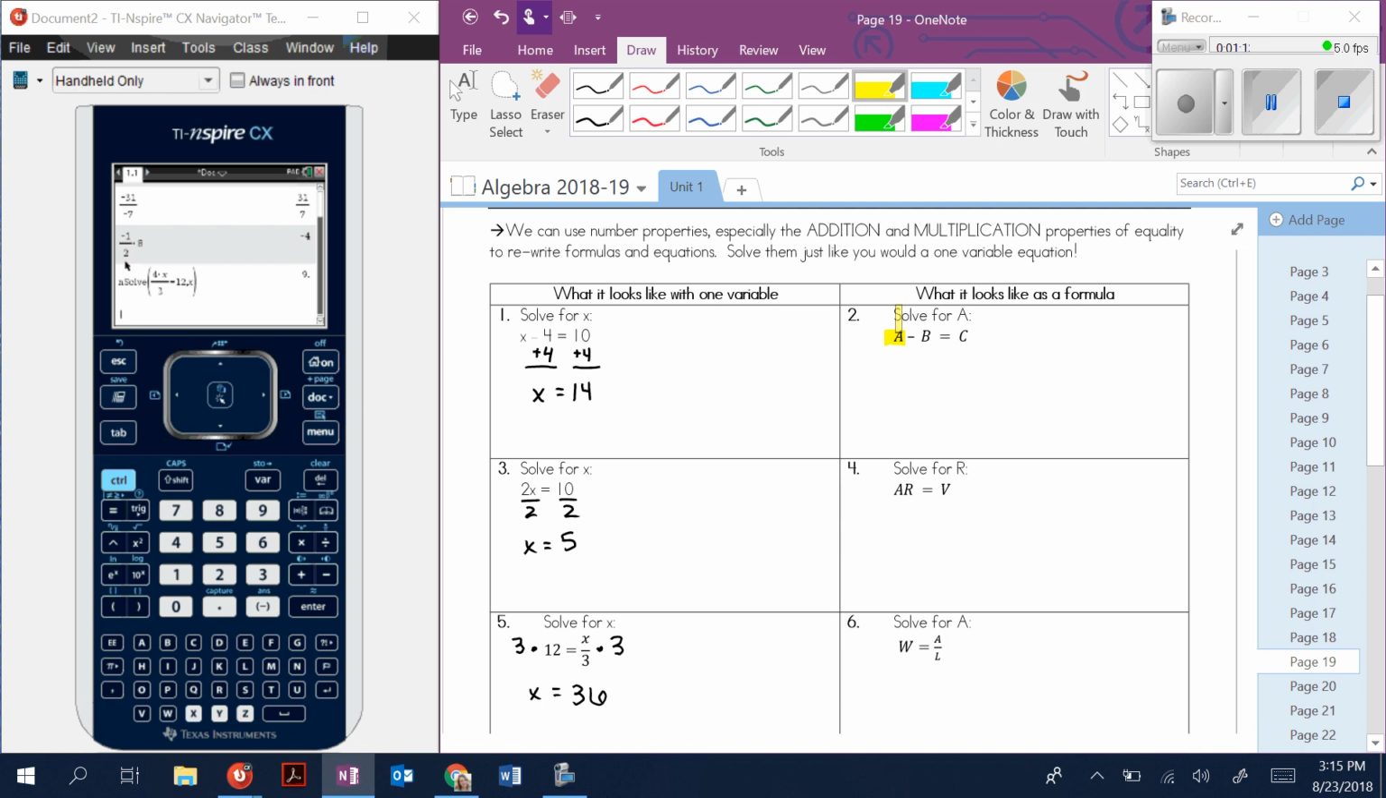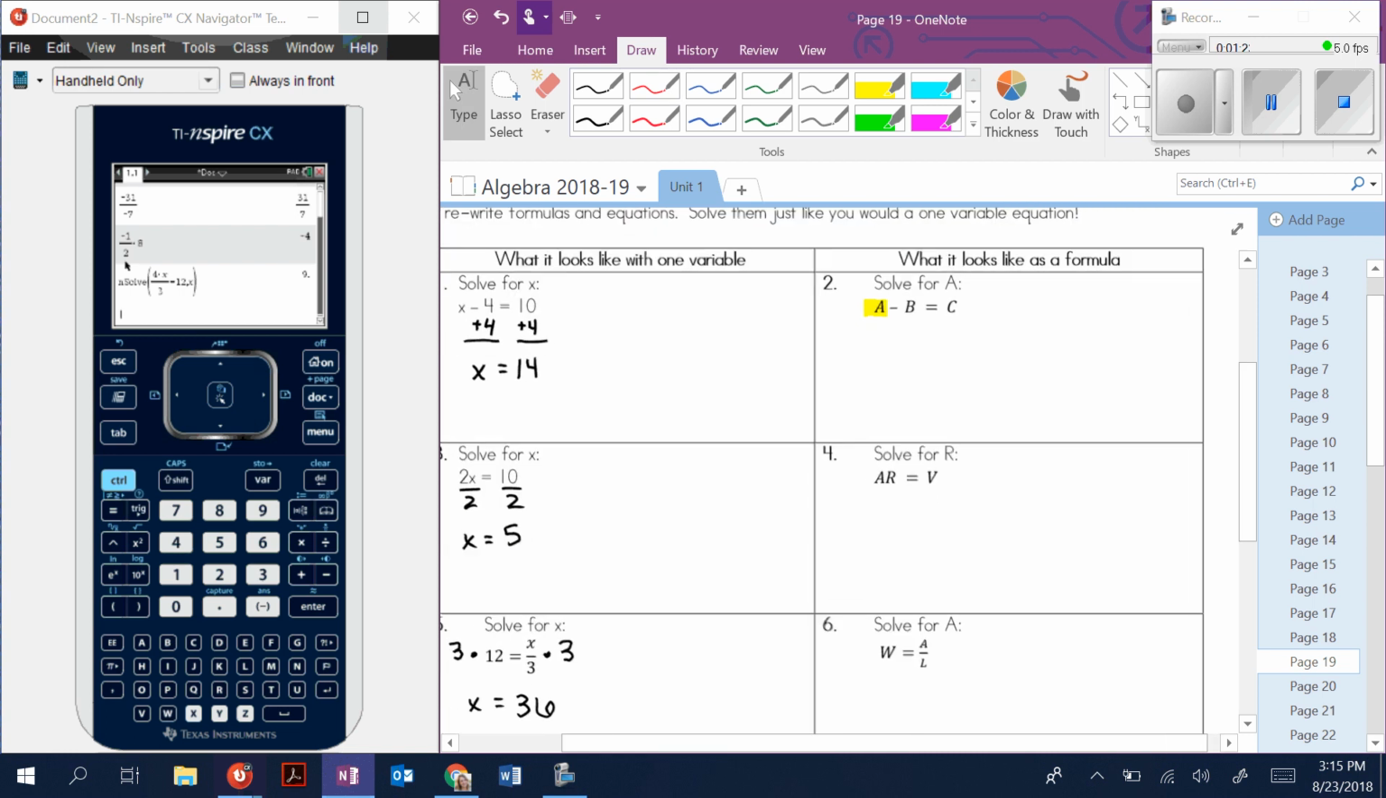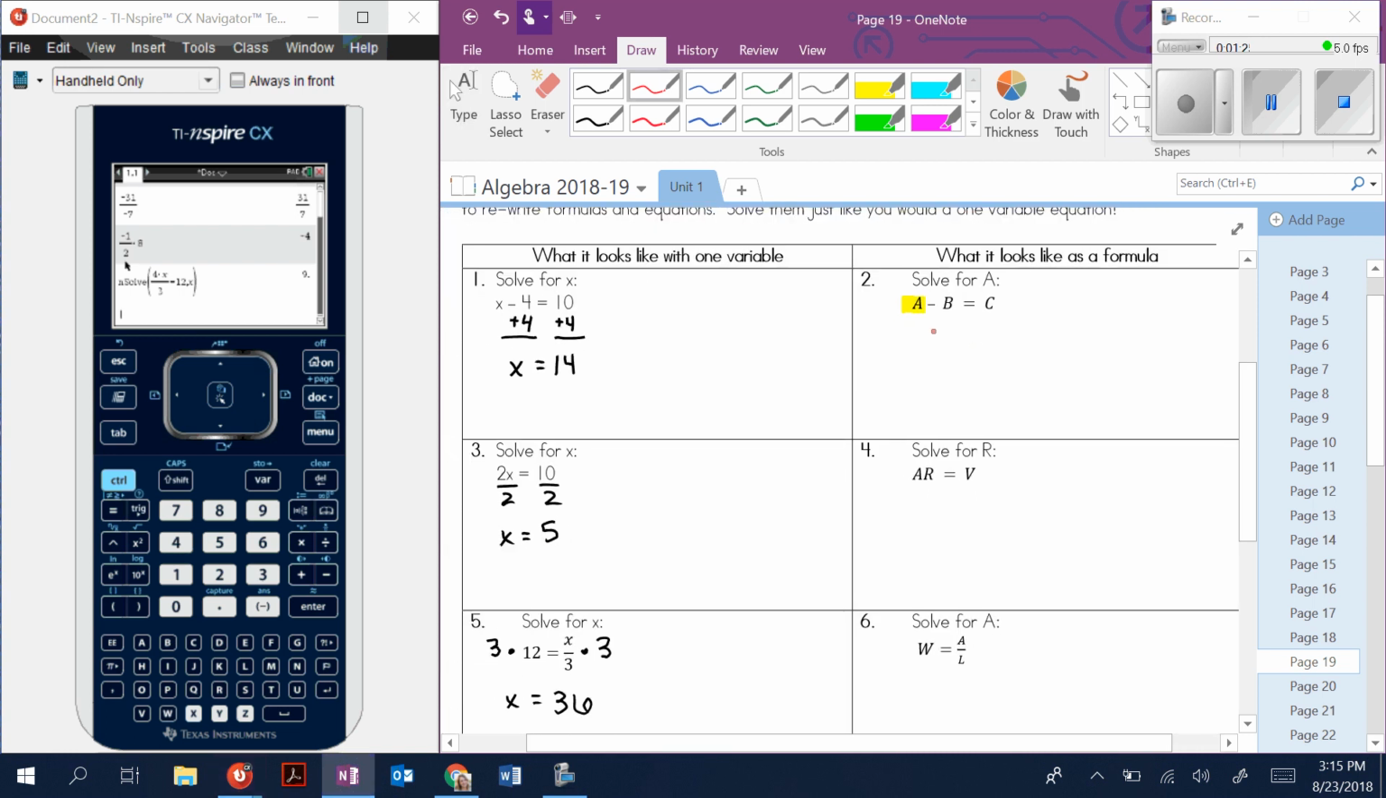So if we're trying to get a alone, we always want to think, why is a not alone? Well, b is being subtracted from it. And what's the opposite of subtracting b? Yeah, adding it. Oh, look at me zooming like a crazy person. Okay. We're going to add b to both sides of the equation. You're like, that's weird, but okay, this is what we do.